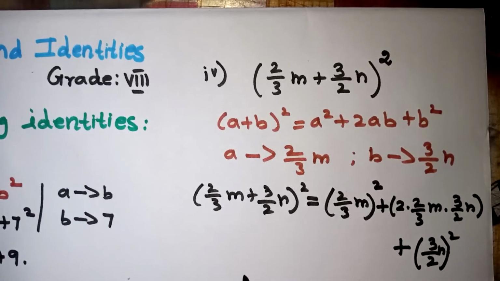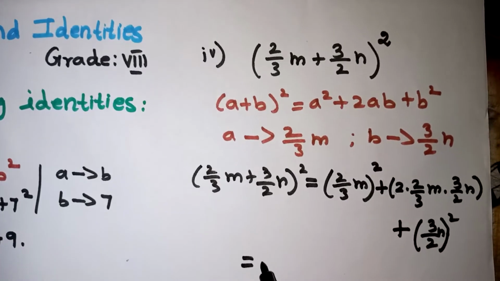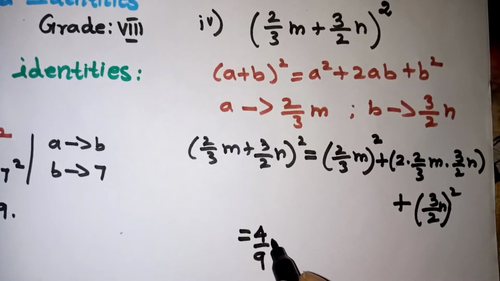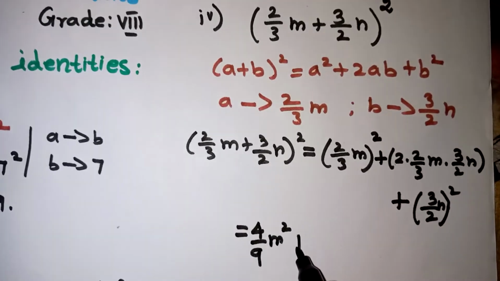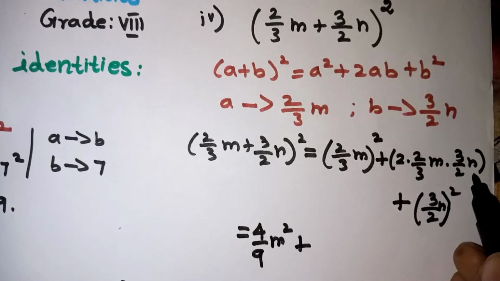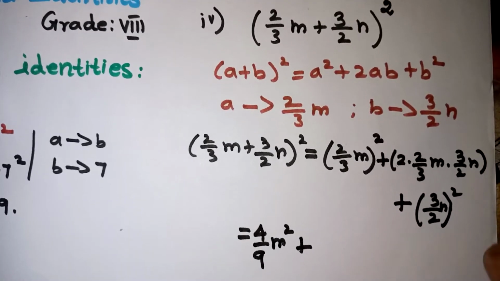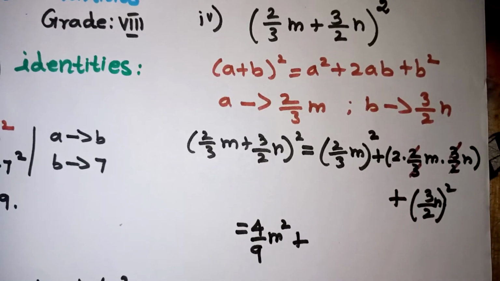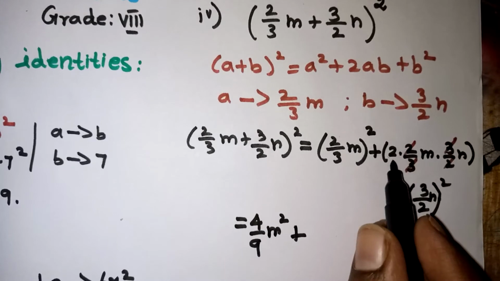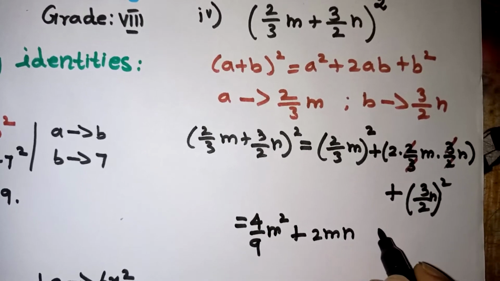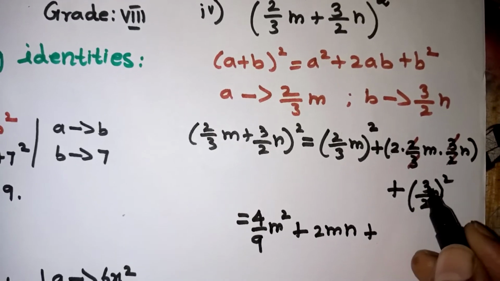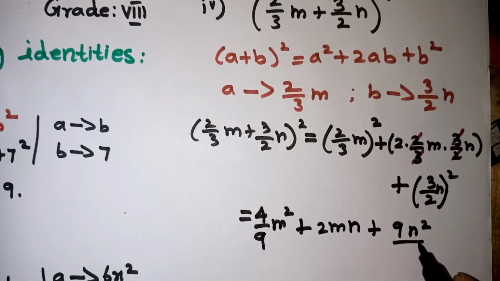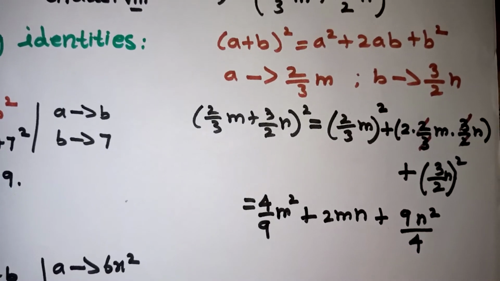Now we have to square the values. While squaring, 2 squared will become 4 and 3 squared will become 9, and this m will become m squared. That is the first term. Next plus, here everything is in multiplication. This numerator 3 and denominator 3 will get cancelled. This numerator 2 and denominator 2 also will get cancelled. So the remaining term is only 2mn. Plus, squaring, 3 squared will become 9, n becomes n squared, and 2 squared will become 4. That is your correct answer.